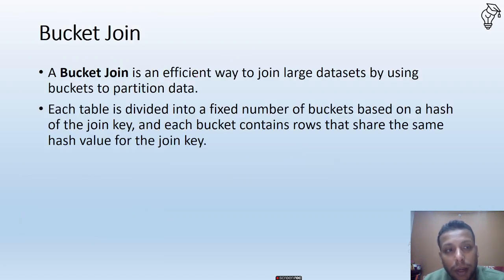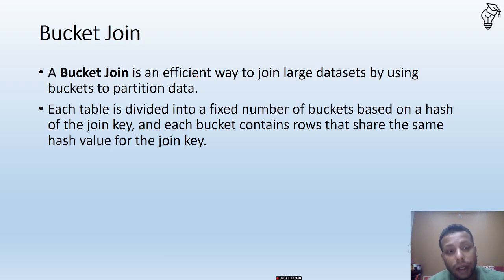Now come to the bucket join. Bucket join is an efficient way to join large data sets by using buckets to partition the data. Each table is divided into a fixed number of buckets based on a hash of the join key. Each bucket contains rows that share the same hash value for the join key. So bucket join is where we are joining large data sets and we want to partition the data and then bucket the data.